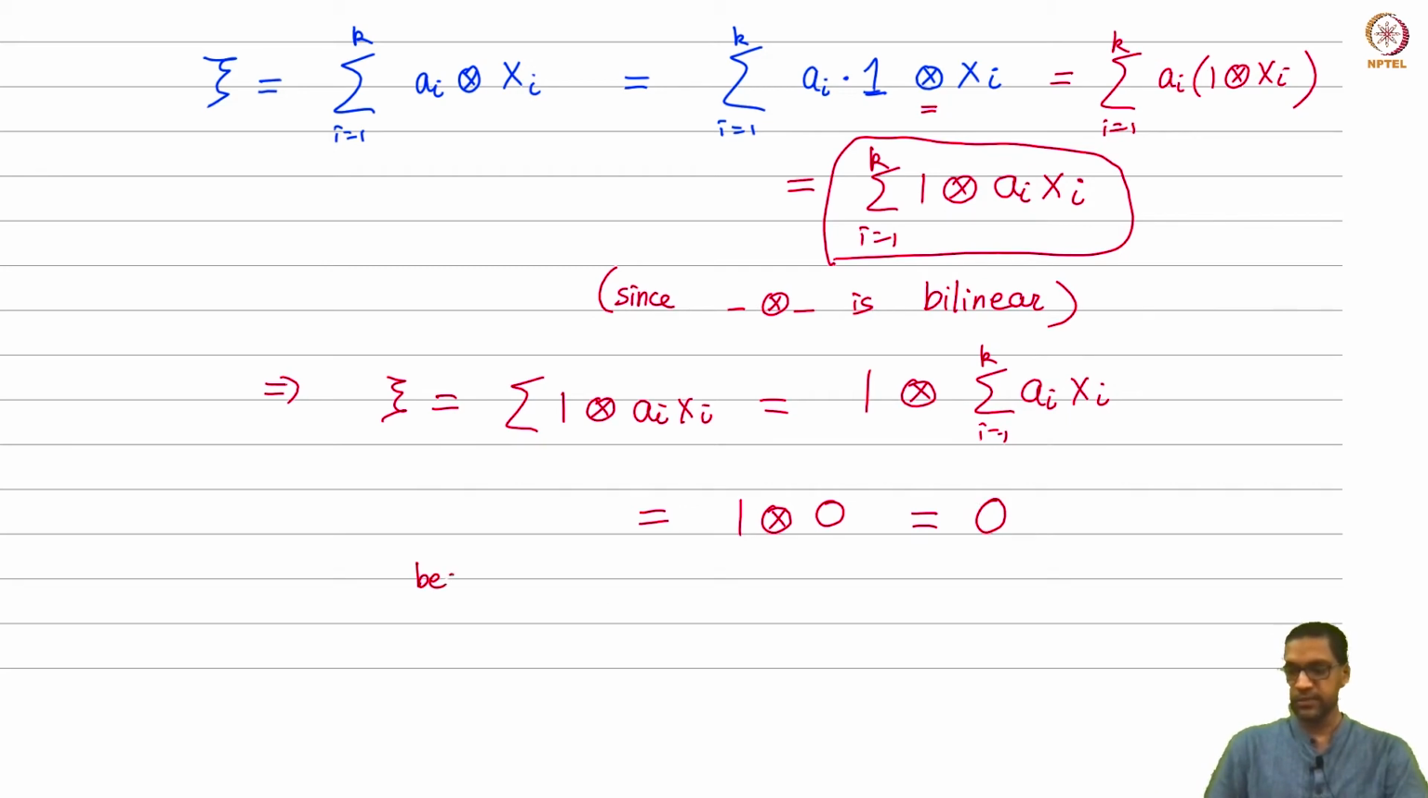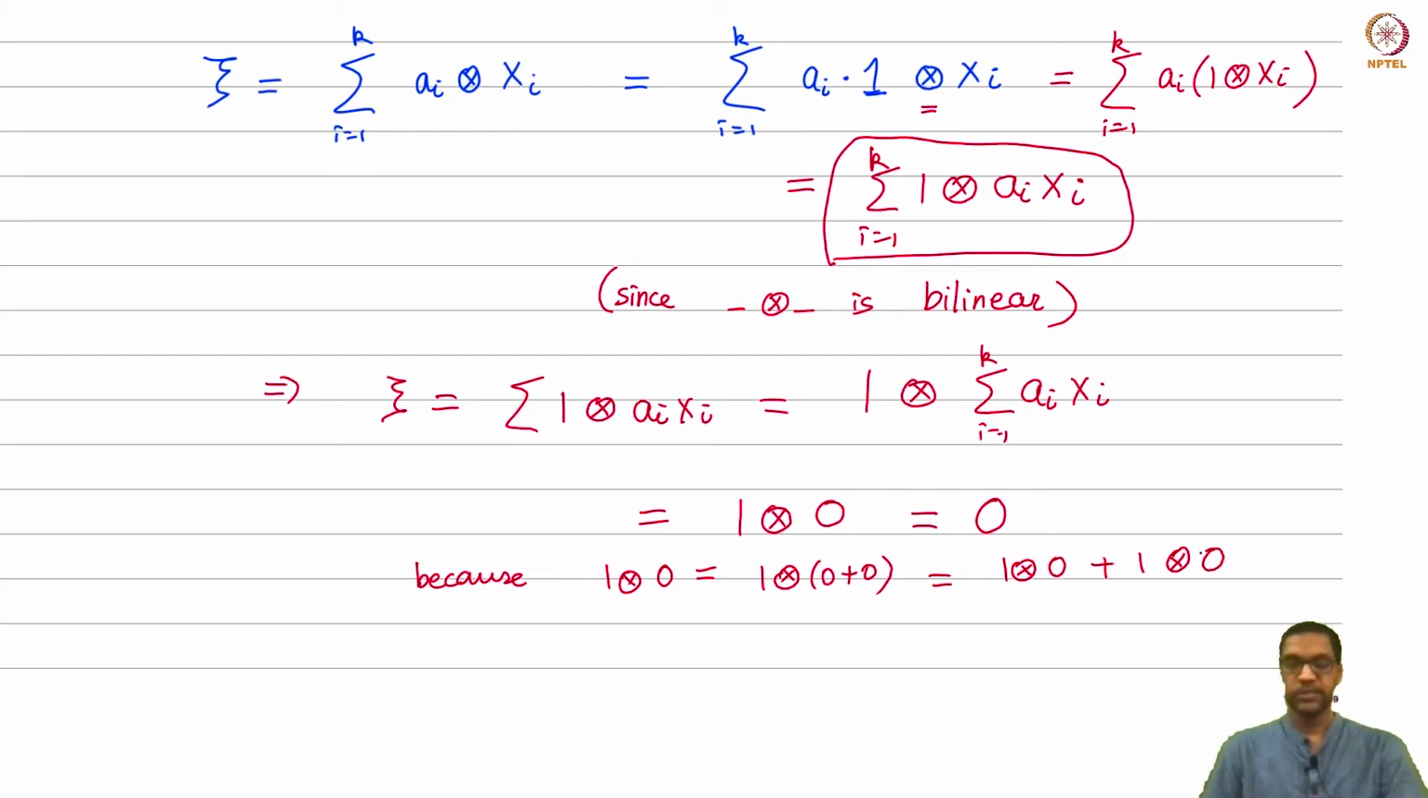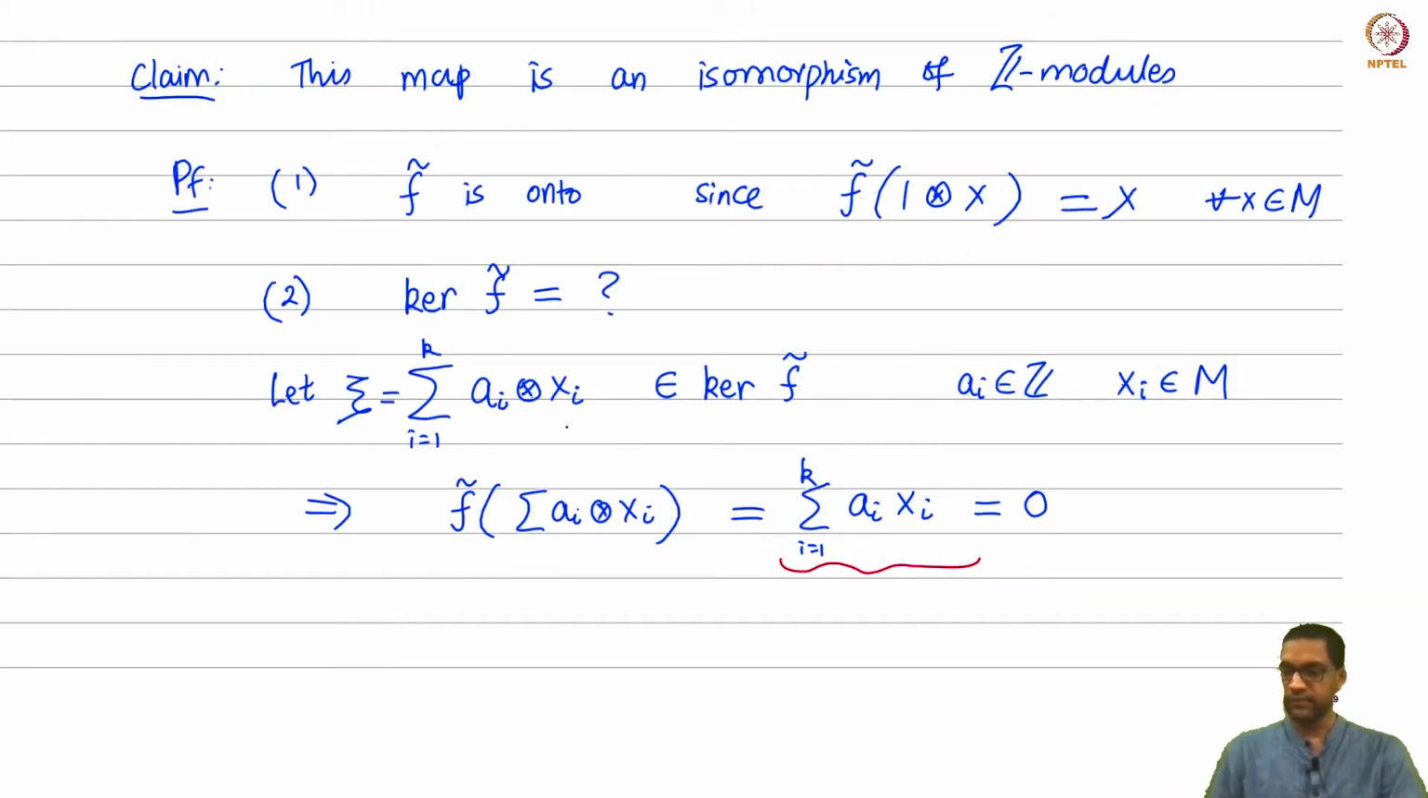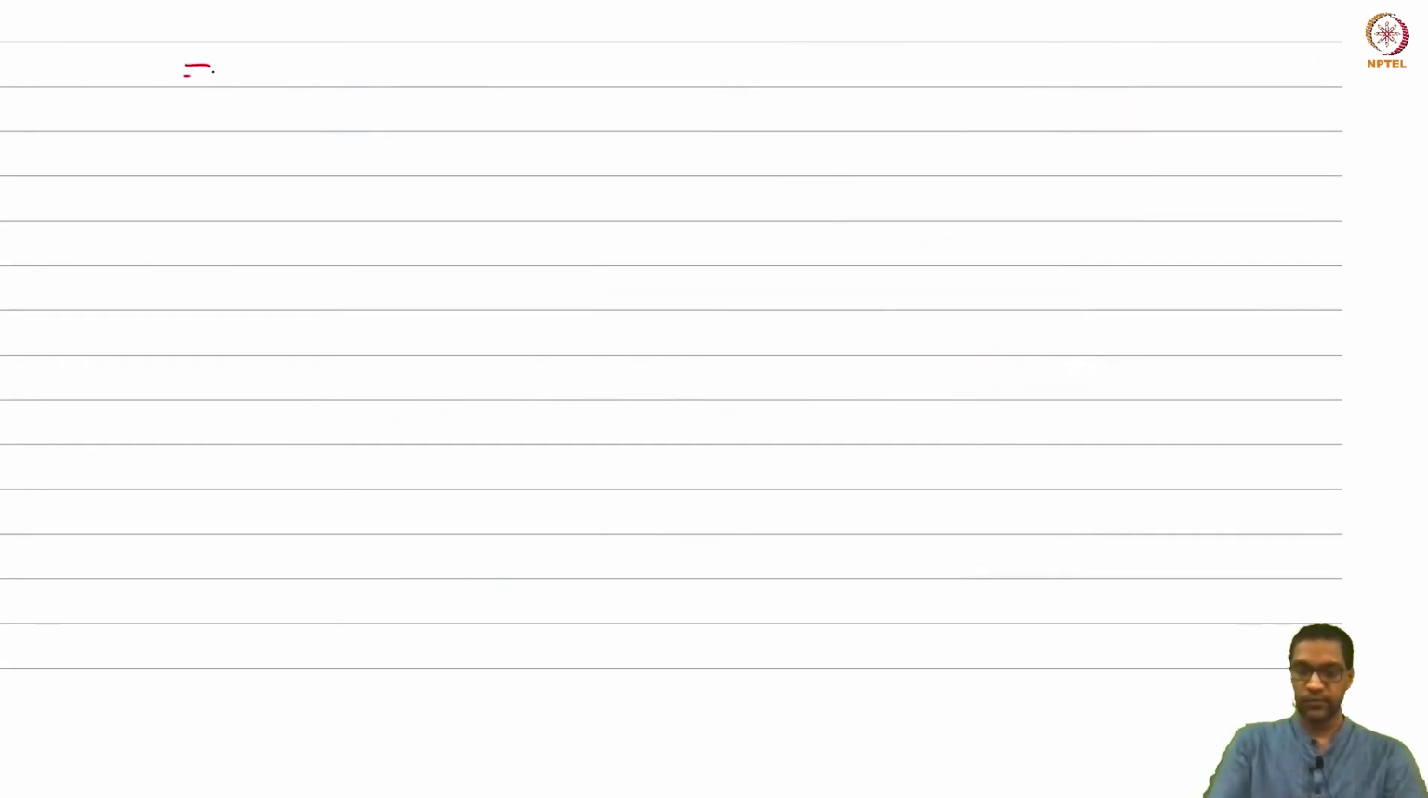Well, because by the same argument, 1 tensor 0 is of the form 1 tensor (0 plus 0), and you can write it as a sum of 1 tensor 0, 2 copies. Okay, so by the same proof, x_i is just the additive identity. So therefore what have we done? We started out with an element of the kernel and we showed that that element is just the 0 element. Therefore the kernel is 0.